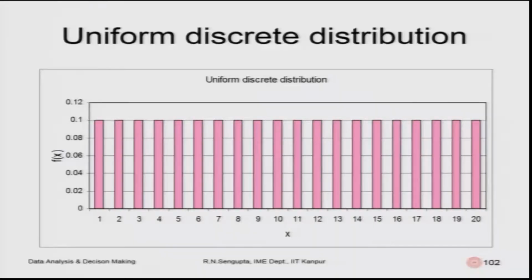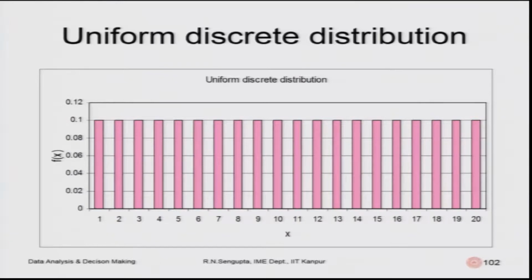So, this is a uniform discrete distribution. I have drawn it in very simple Excel. The values of the x's are from 1 to 20. The corresponding probabilities are given by 0.1. So, these are uniform discrete, and the heights are all equal. f of x is plotted along the y axis and x values are plotted along the x axis.